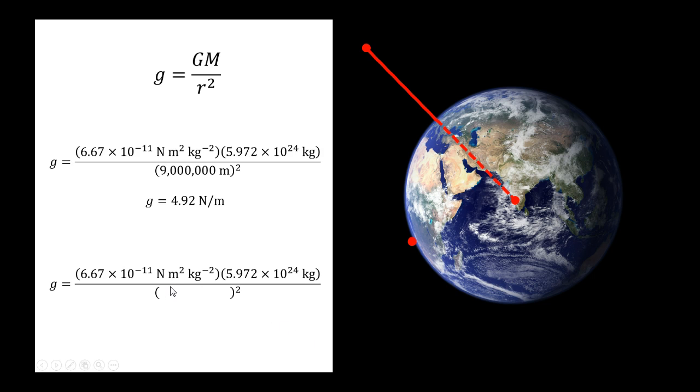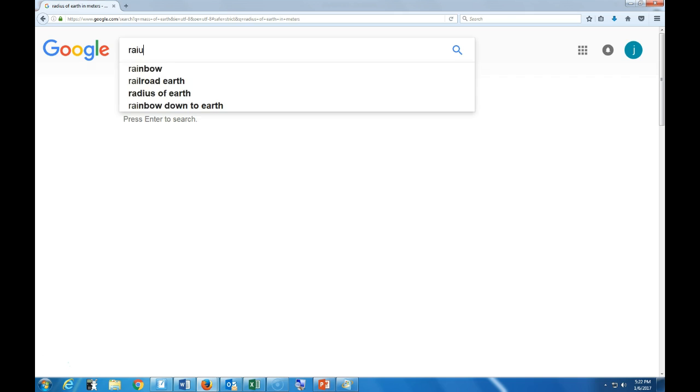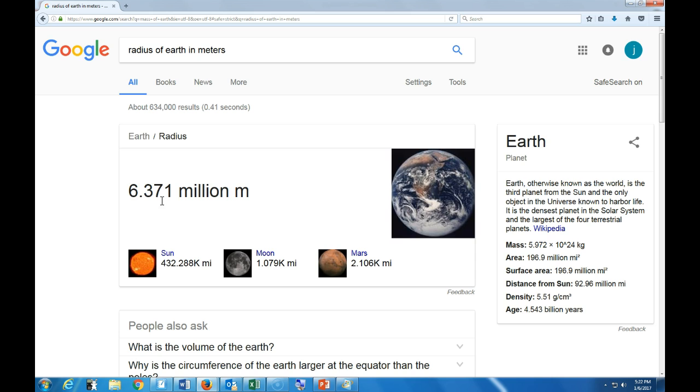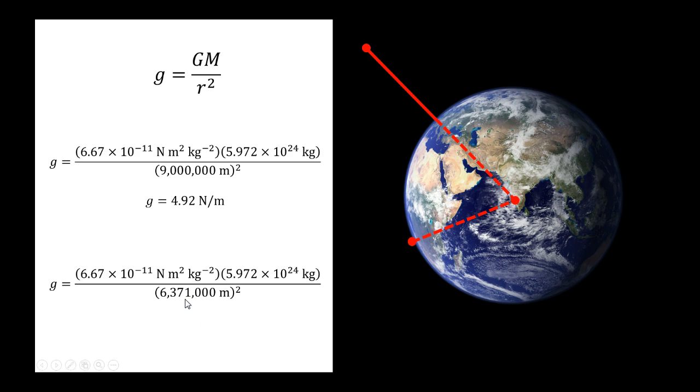And what's the value of r that we need to plug in? Well, remember, r is the distance from the point you're considering to the center of the mass. So in this case, r is actually the radius of the Earth because we're considering a point at the surface of the planet. To find the Earth's radius, let's go to Google. A simple Google search shows that the radius of the Earth is 6.371 million meters. Let's use that value. So I plug in the value here, 6.371 million, or 6371 and 3 zeros.